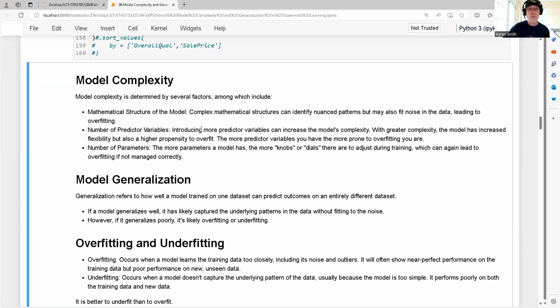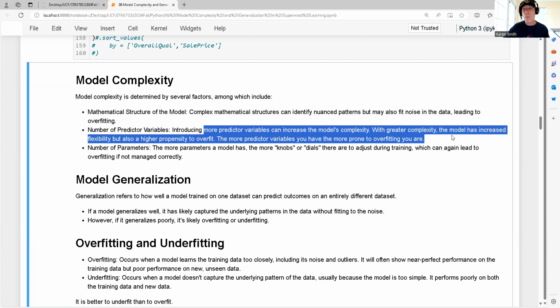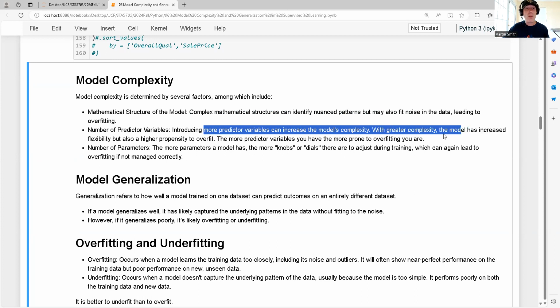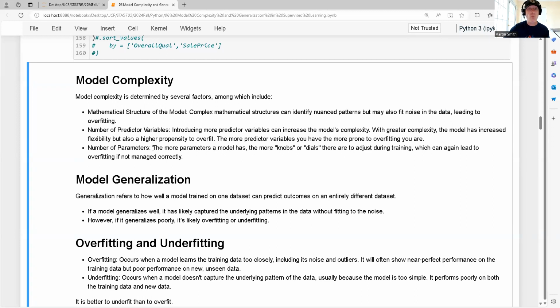More predictor variables can increase the model's complexity also. With greater complexity, the model has increased flexibility, but also has more of an opportunity to overfit. The more predictor variables you have, the more prone to overfitting you are. And also, the more parameters a model has, the more dials and knobs there are to adjust and fine tune, which again can lead to overfitting.